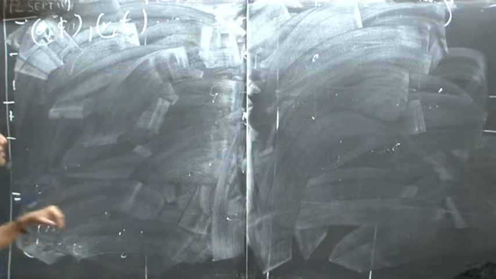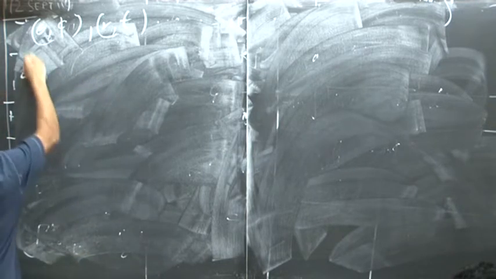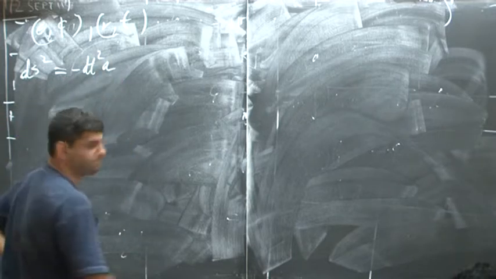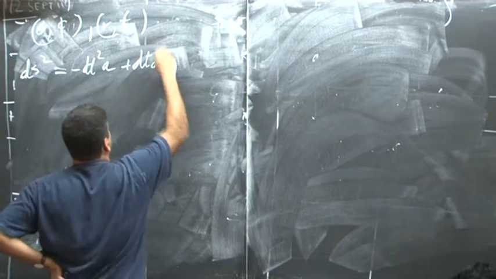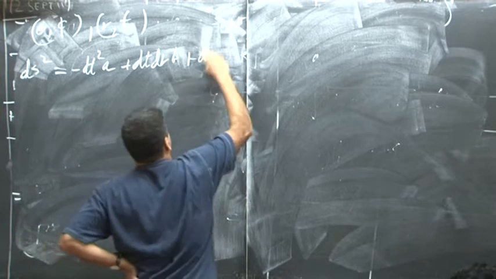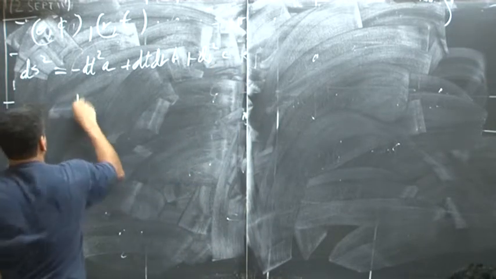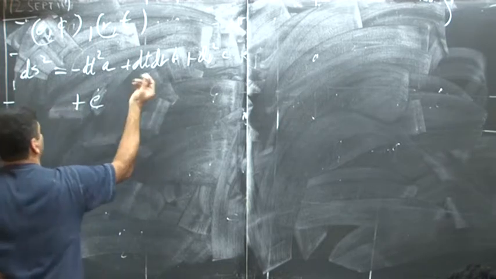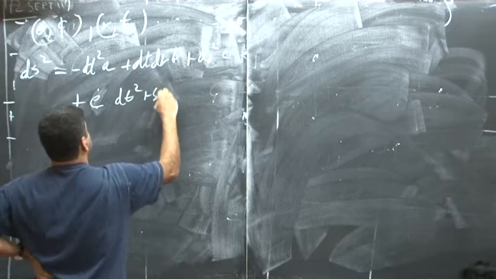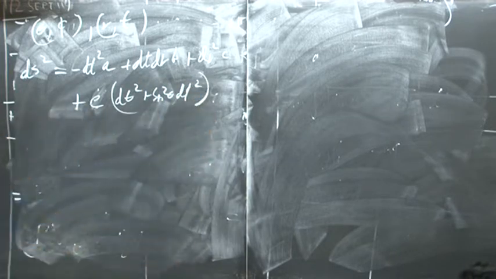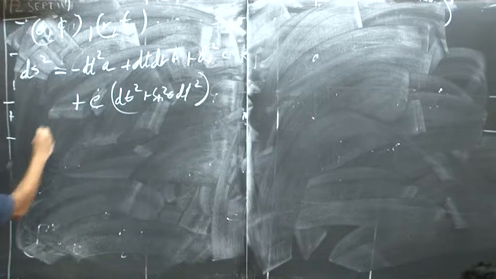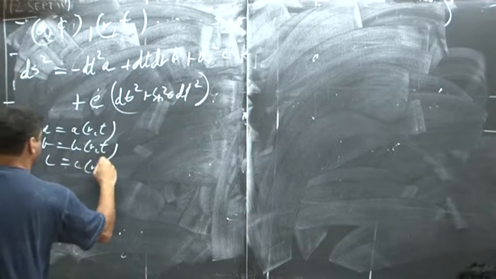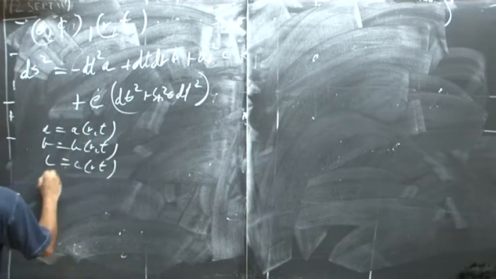Two-dimensional. Right. Okay? And then the requirement of rotational symmetry is that the metric takes the form ds squared is equal to minus dt squared into some function plus dt dr into some other function, plus dr squared into some other function, plus a third function, let's not call it d because it's e, times d theta squared plus sine squared theta d phi squared. Where a is equal to a of r,t, b is equal to b of r,t, c is equal to c of r,t, and so on. E is equal to e of r,t.